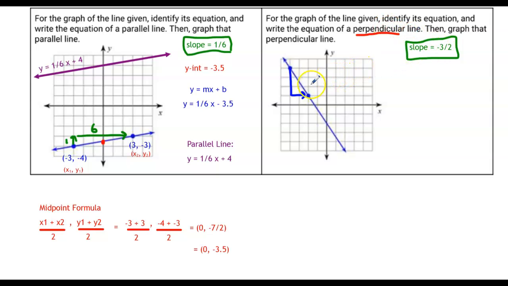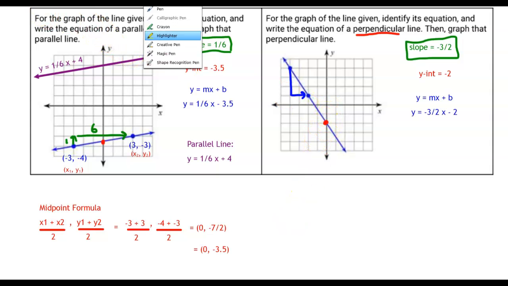If we're supposed to continue writing the equation of this particular line, this blue line, we also need to find the y-intercept, and we can easily find the y-intercept by identifying where it touches the y-axis. That point is at negative 2. So now that we have the slope and the y-intercept, we're able to easily find the linear equation for this line. M is equal to negative 3/2, and B is equal to negative 2. So there's our line, and there's our equation.